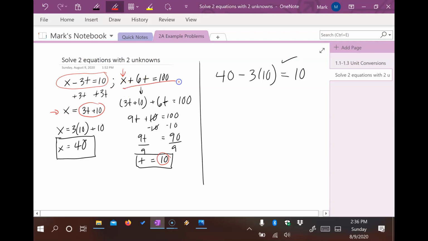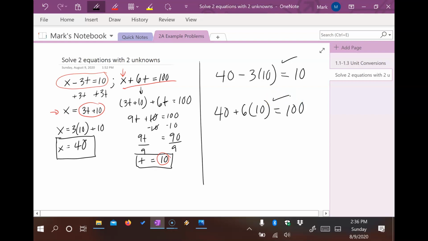Let's check the other one out. Looking at this one now, we'll plug in the values. x is 40 plus 6 times t, which is 10. Is that going to be equal to 100? Let's see. 40 plus 6 times 10, 40 plus 60, that is 100. All right, so these work.